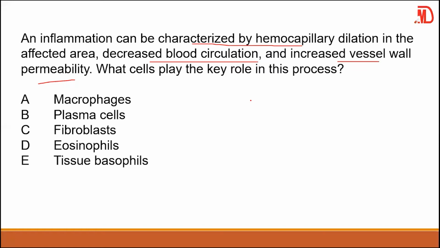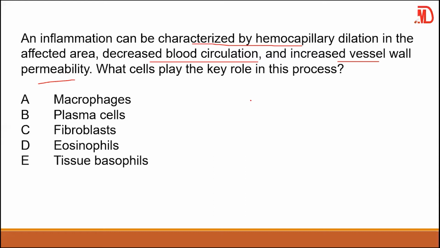But of course, before you can talk about the cells, you can even talk about the hormone. And what hormone comes to your mind? You could be looking for histamine, isn't it? Because histamine is a vasodilator, and it also increases the vessel wall permeability. So over here, you could be looking at a hormone, or a substance, called histamine.